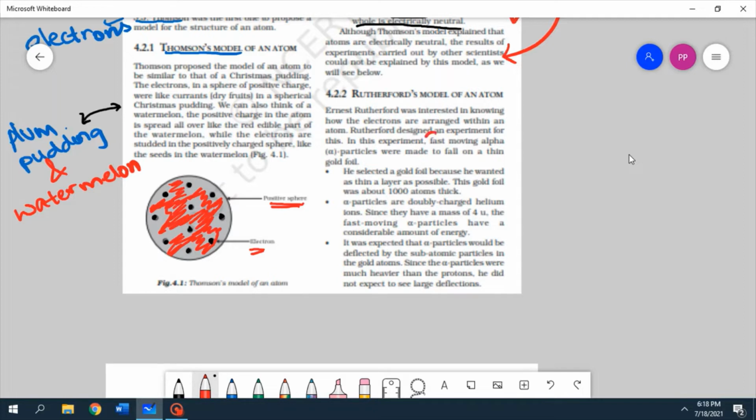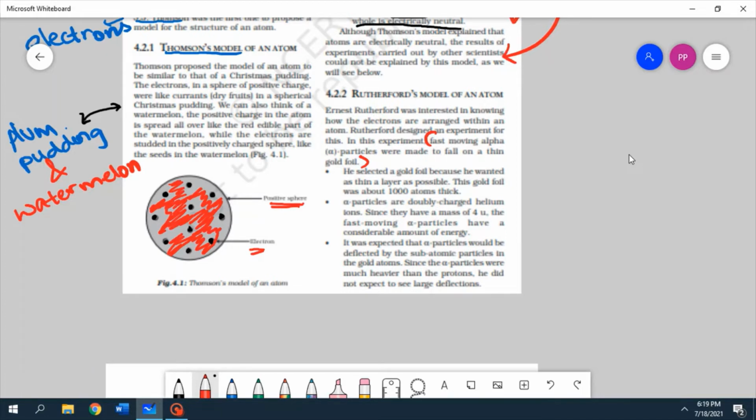All right. So, if a question is asked, let's say, how was Rutherford's experiment set up? So you can say Rutherford's experiment was set up in a way that fast-moving alpha particles were made to fall on a thin gold foil. All right. So he selected a thin gold foil. So these are the reasons why he did what he did here.